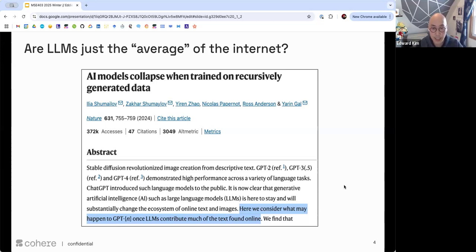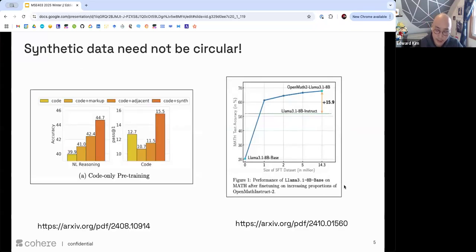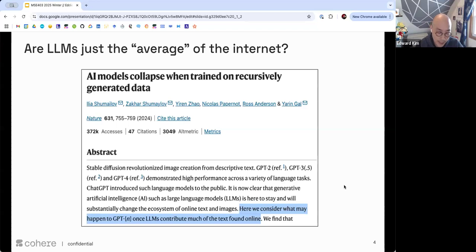So put another way, I think the conclusion of this paper is very valid, right? If you train a model on itself over and over again, it will collapse. But I think the reality of what people are doing is not that. So it's not really much of a realistic risk, I would say, for model development.